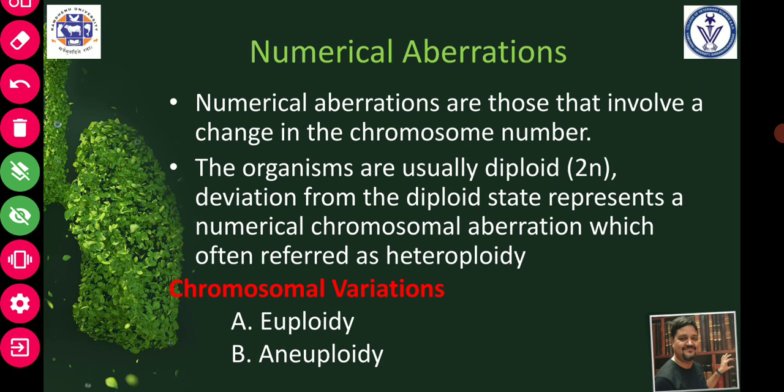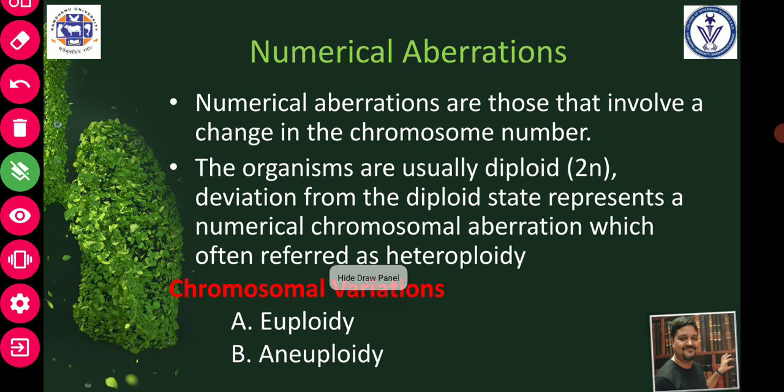The organisms are usually diploid, and any deviation from this diploid set of chromosomes will represent numerical chromosomal aberration, and this is also referred to as heteroploidy. Heteroploidy means different; hetero means different. So ploidy will be different. It will not be 2N. So chromosomal variation is divided into two parts, euploidy and aneuploidy.